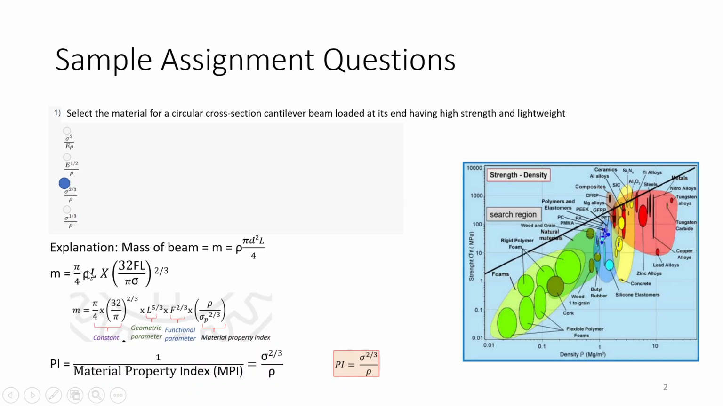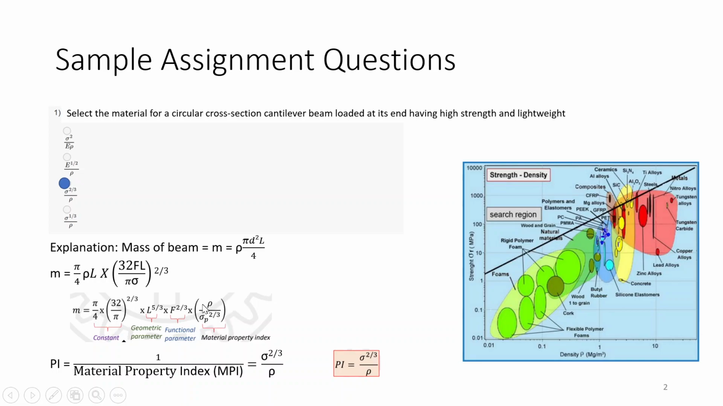So then you keep all the constants at one side. So it will be pi upon 4 times 32 upon pi to the power 2 by 3. This will be your constant, and length L to the power 5 by 3 will be your geometric parameter, and force F to the power 2 by 3, this will be your functional parameter, and rho upon sigma to the power 2 by 3 will be your material property index.